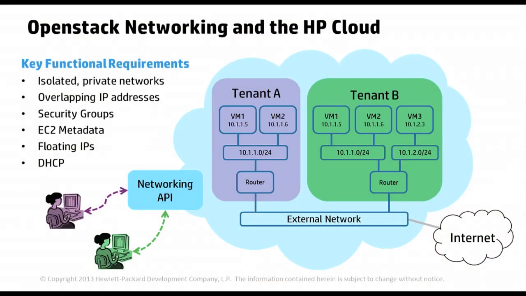So in terms of what we've been doing, we've been looking at Quantum since the Diablo timeframe, essentially, evaluating it, working with it internally. It's certainly developed and evolved, lots of new code, lots of new features. A couple of important architectural shifts, the V2 API and the incorporation of the IP address management functionality, that was important. And I'm happy to see in Grizzly, it's finally reached a point of functional completeness where we can think about moving it forward into our production cloud.